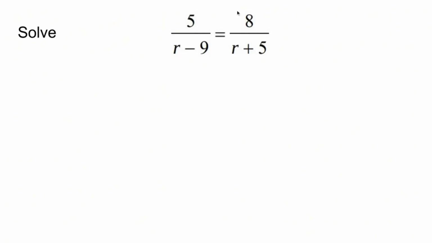This is called a proportion. A proportion looks like a fraction equals a fraction. And the way you solve a proportion is you do crisscross applesauce. What does that mean? You take two diagonals and multiply them together.